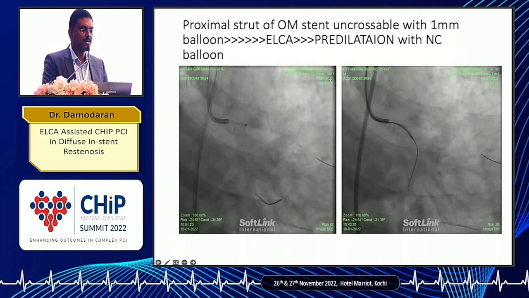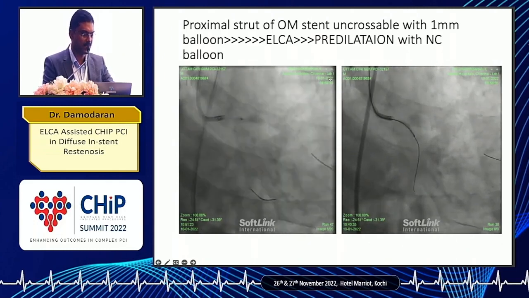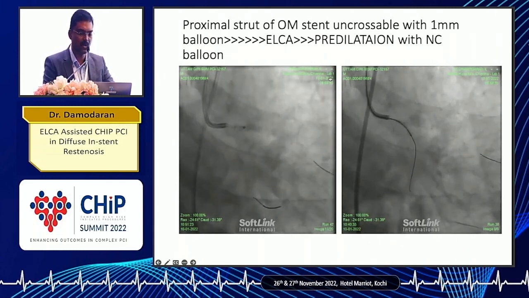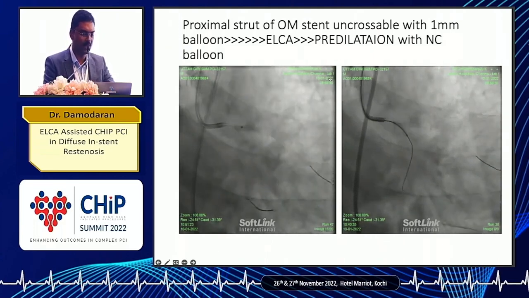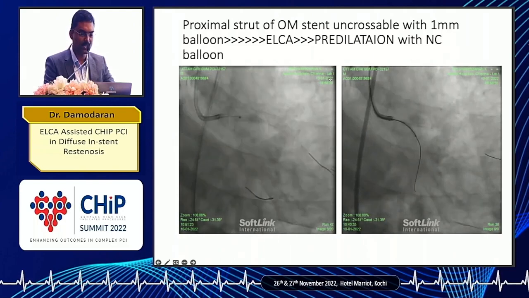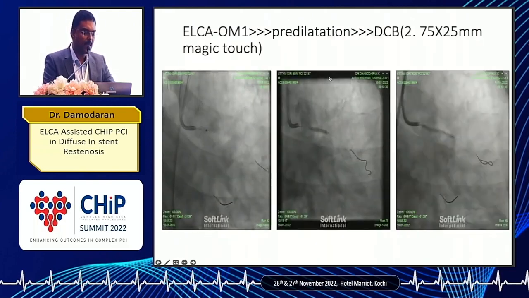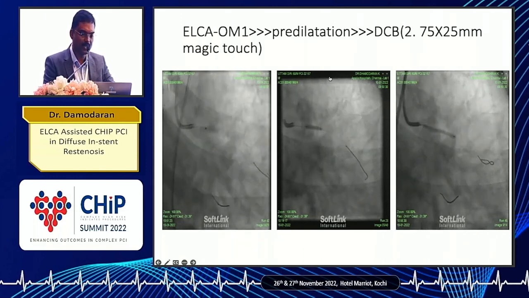Again, the challenge here is even the 1 millimeter balloon could not cross because of the tortuosity and the tissue which is formed inside the stent strut. So I had to use some laser energy across the proximal strut of the OM stent before taking the balloon again. And then after doing a laser, the 1.5 balloon easily went in. Then we dilated the proximal strut. And then this time I dilated the OM again, and then with the DCB after laser and pre-dilatation, DCB of the OM.